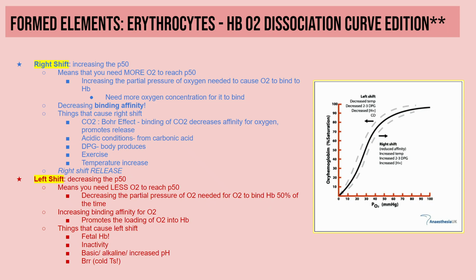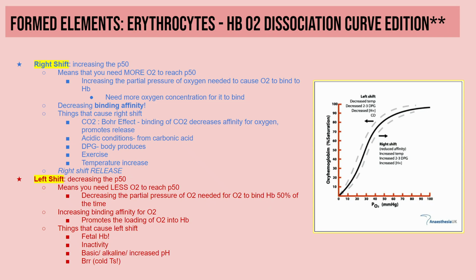And a temperature increase. Another way to think of the right shift is right shift release. It's not holding on to the oxygen. You need more oxygen in the plasma to get the same amount of oxygen bound to the hemoglobin. Left shift is the opposite. You need less oxygen to reach the same amount bound to the hemoglobin. In other words, you're increasing the binding affinity for oxygen. You need less oxygen in the environment to still get the same amount bound to hemoglobin.